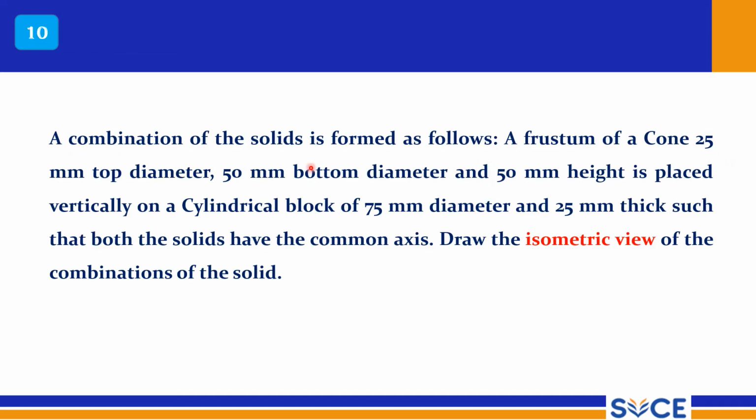A frustum of cone of 25 mm top diameter, 50 mm bottom diameter, 50 mm height is placed vertically on a cylindrical block 75 mm diameter and 25 mm thick, such that both the solids have a common axis. So the top frustum of cone is centrally placed on the cylindrical block. Draw the isometric view of the combination of solids. Again it is a very simple problem. Only the 4 center method you have to use to draw this.